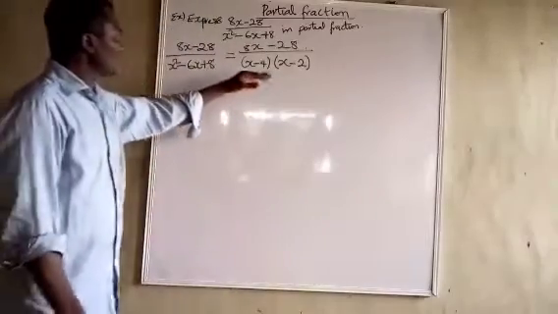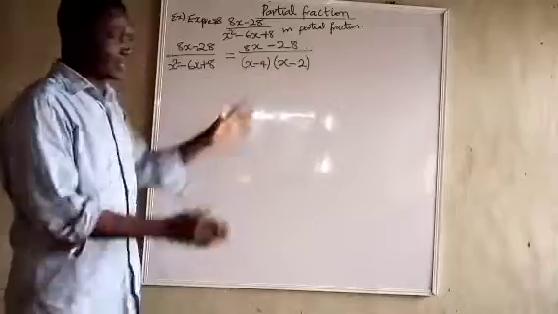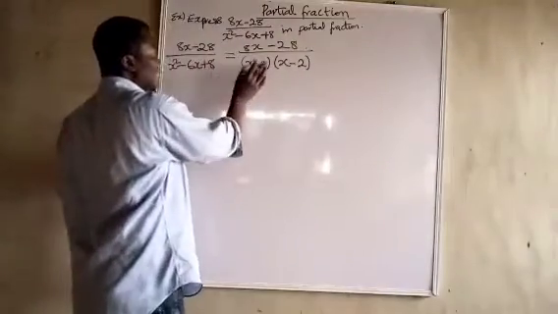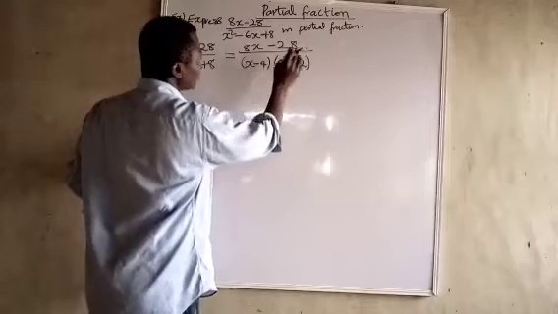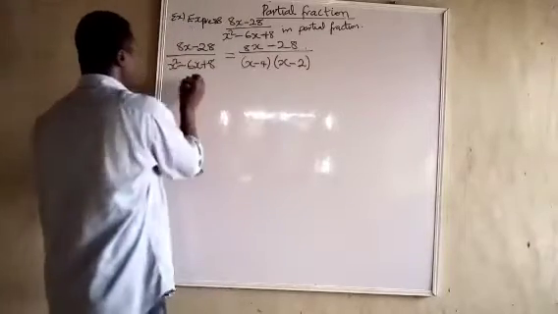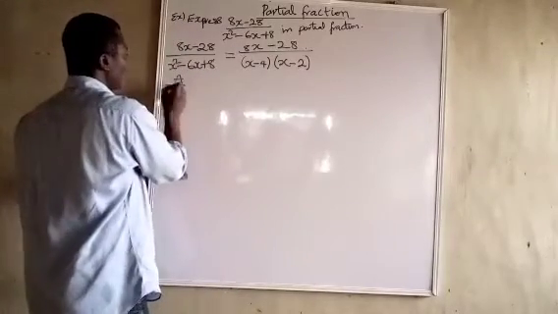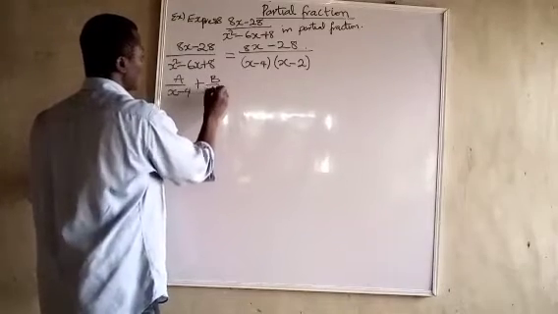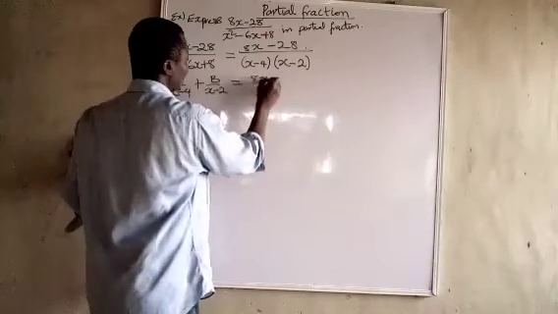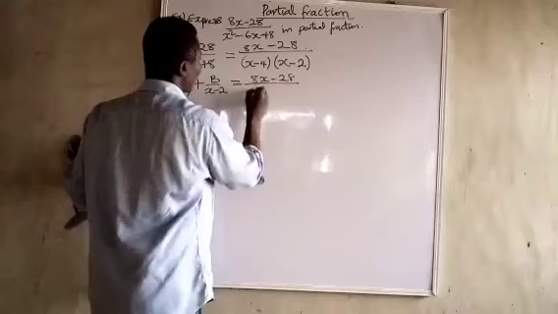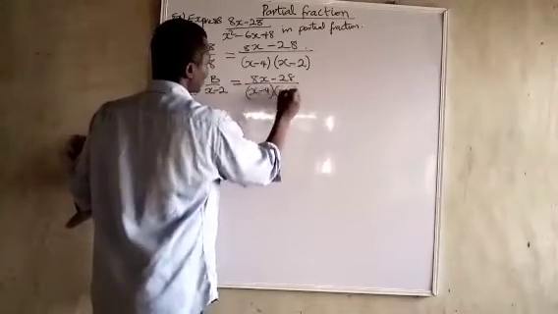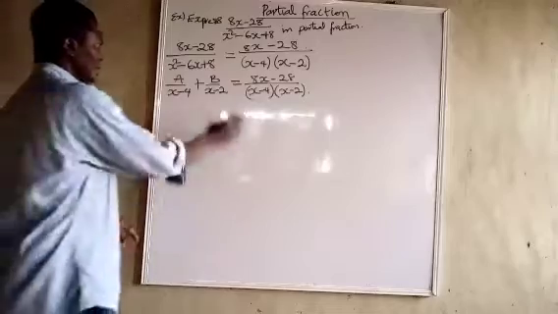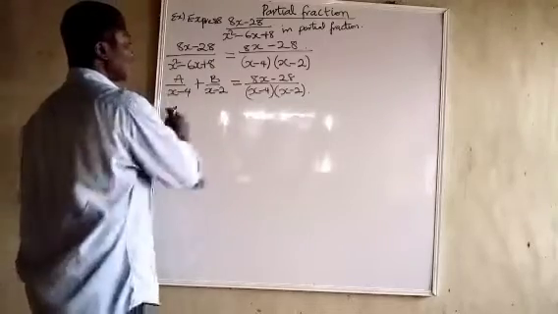Now, which means they have to be expressed in separate form. That is something like A over x minus 4 plus B over x minus 2 will give us this. So it should be in this format: A over x minus 4 plus B over x minus 2 will give us 8x minus 28 over x minus 4 into x minus 2. You can see, it's all a process. The next thing is to multiply through by the LCM.